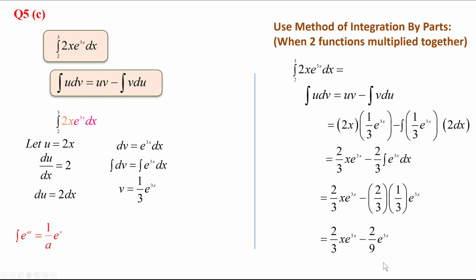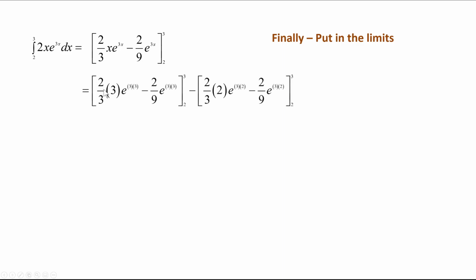So once again, we need to put in the limits. If we substitute 3 and 2 for x, we get the following expression. And if we tidy this up, we get 5,402.